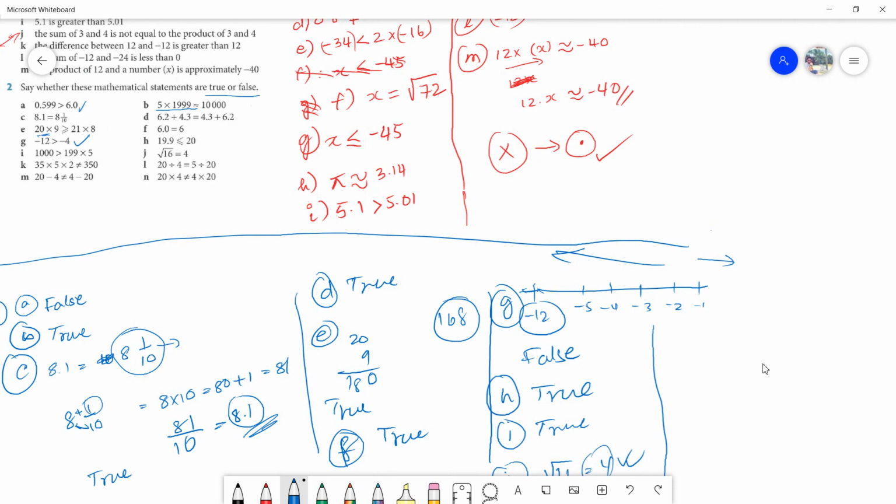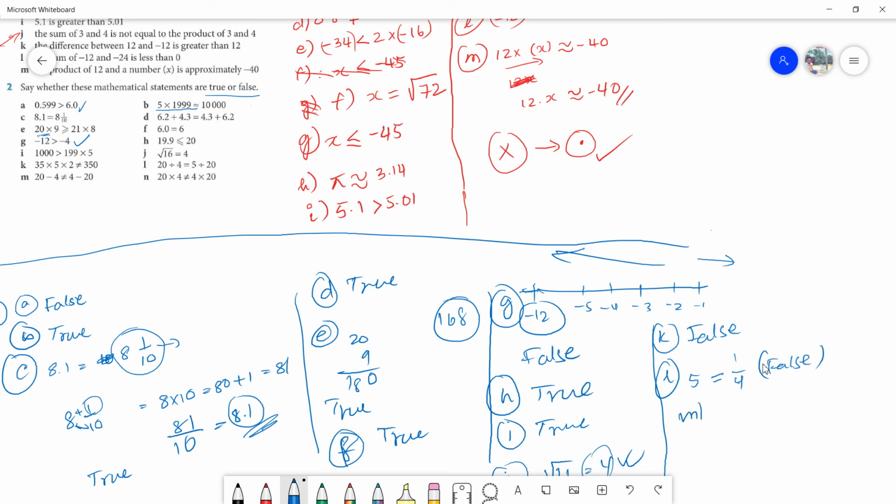Next we come to K. 35 times 5 times 2 is not equal to 350, which is false because 35 times 5 times 2 is equal to 350. L, 20 divided by 4 is equal to 5 divided by 20, which is false because 20 divided by 4 gives 5, and 5 divided by 20 gives 1 over 4, so it is false.